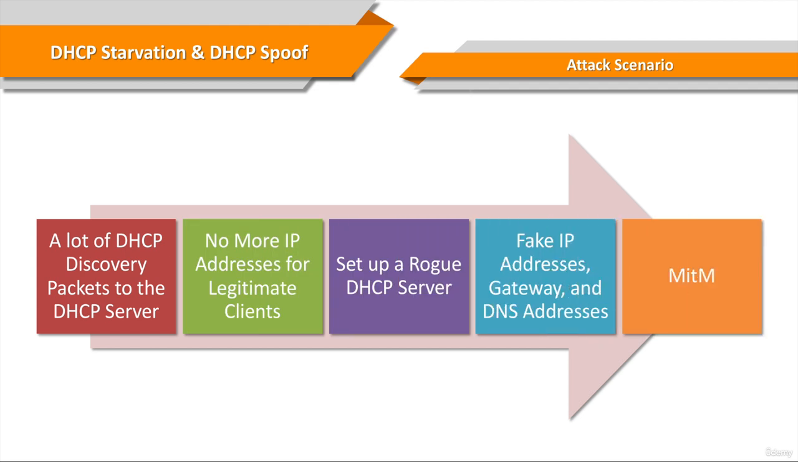Once the default gateway IP address of the network devices is changed, the network clients start sending the traffic destined to outside networks to the attacker's computer. The attacker can now capture sensitive user data and launch a man-in-the-middle attack.